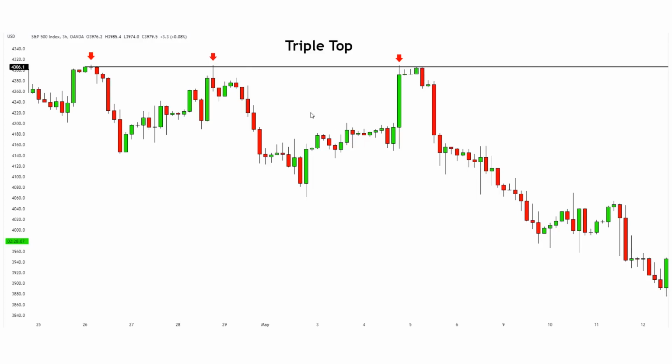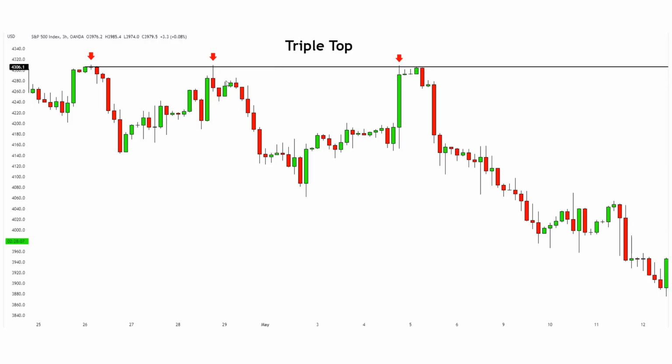Let me show you a variation of the double top called triple top, which is the same pattern, but the price attempts to surpass a certain level 3 times instead of 2, like in the double bottom or double top. In this chart, you can see a double top formation that ends up becoming a triple top formation.